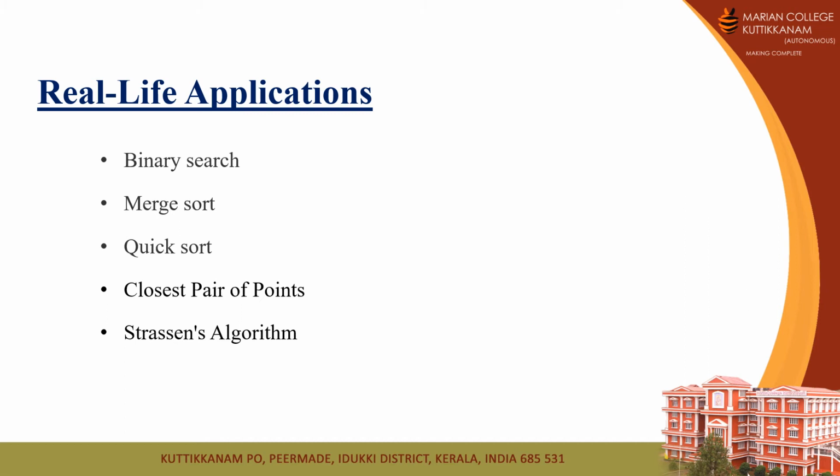Strassen's algorithm. It is an algorithm for matrix multiplication, which is named after Volker Strassen. It has proven to be much faster than the traditional algorithm when it works on large matrices. These are the real-life applications of the divide and conquer method.